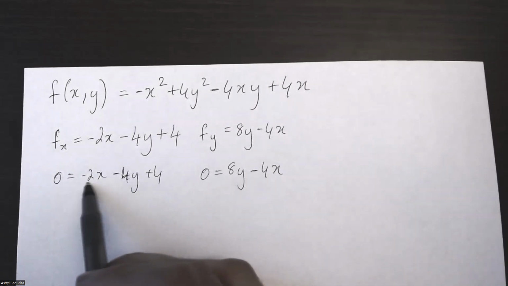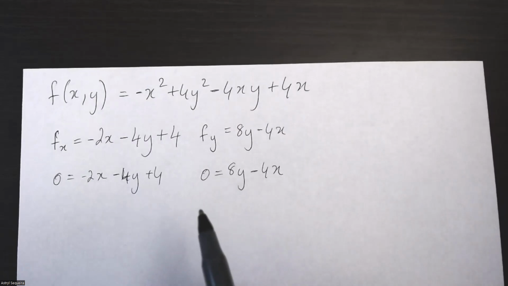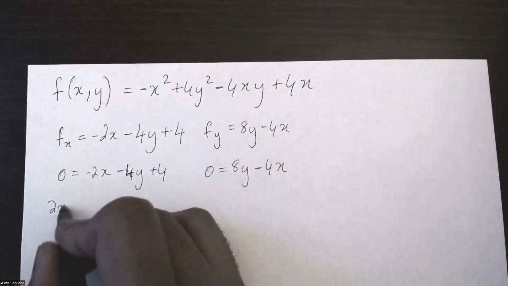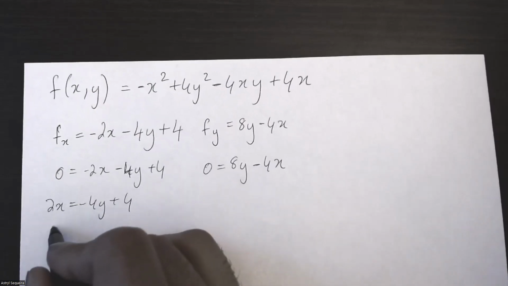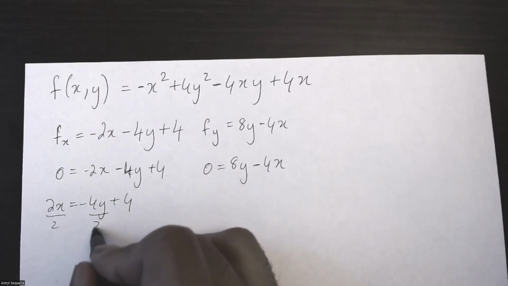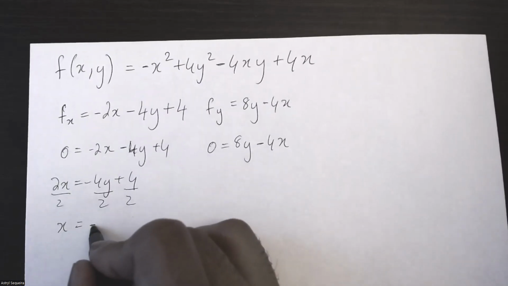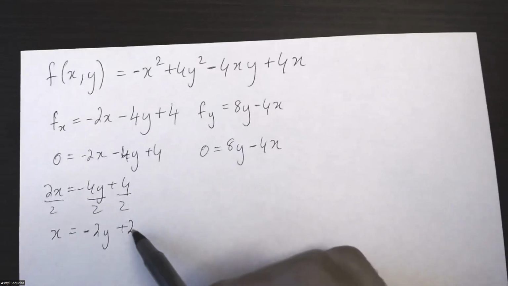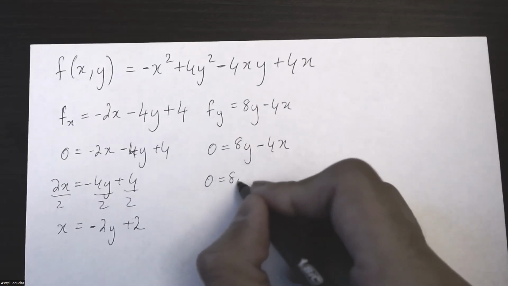I'm going to isolate the 2x over here. I feel like it's the easiest variable for me to isolate. Or even the x in this one is pretty easy as well. Doesn't really matter. I'll just isolate this over here. So 2x equals negative 4y plus 4, and then divide everything by 2. So x equals negative 2y plus 2. And I'll substitute this into this equation and solve for y.